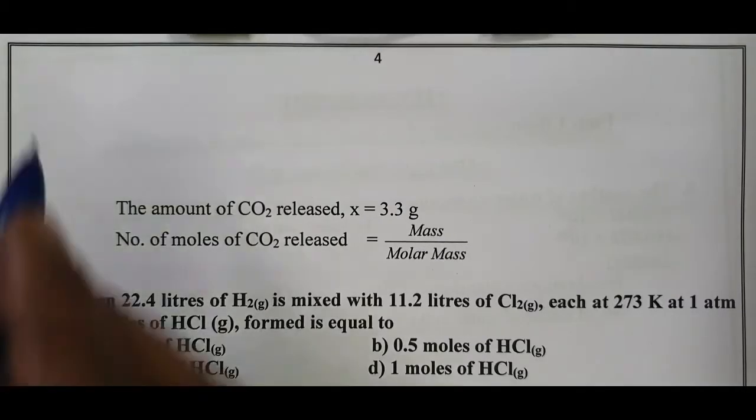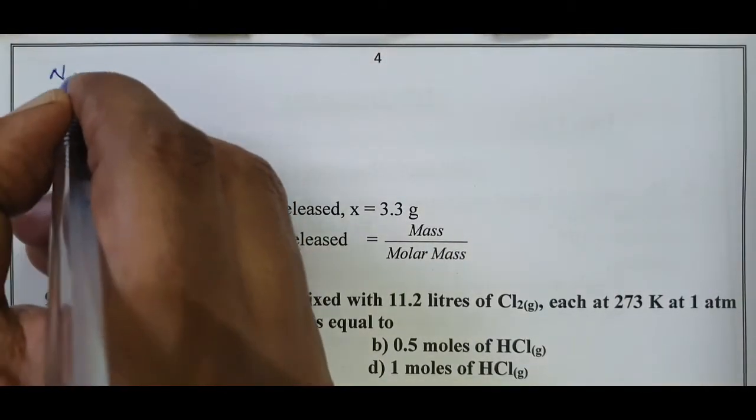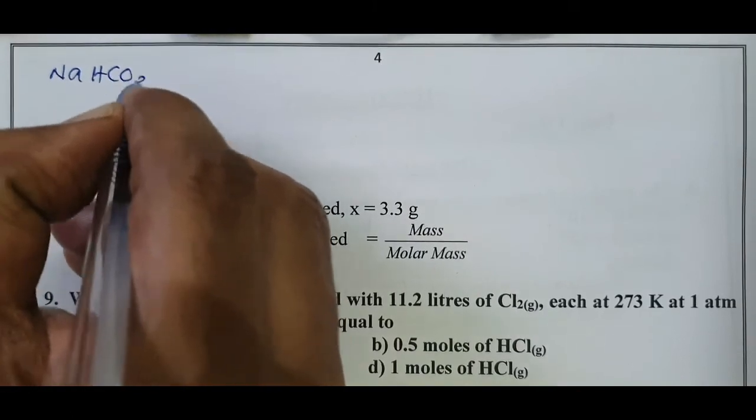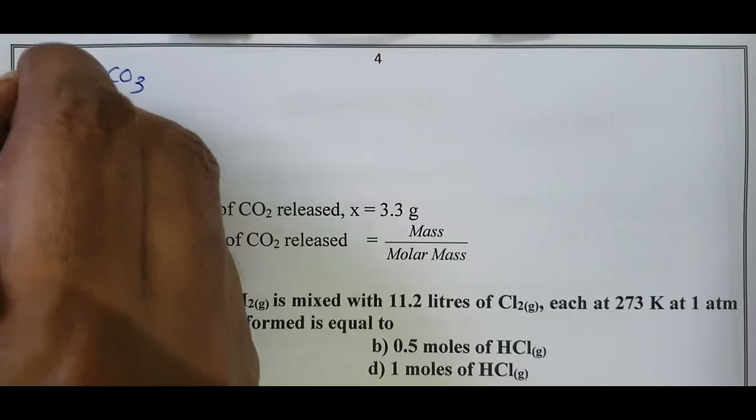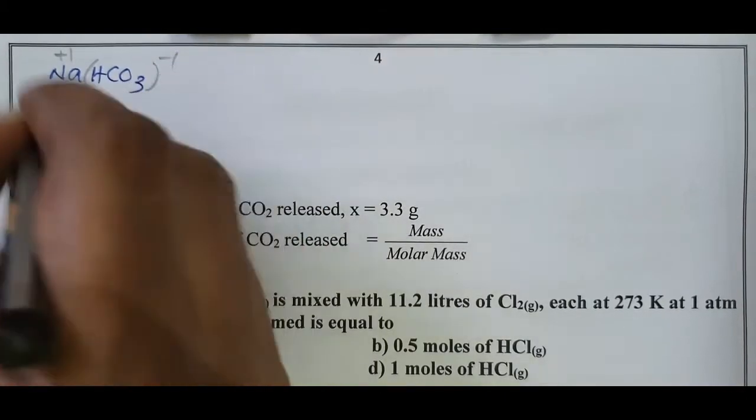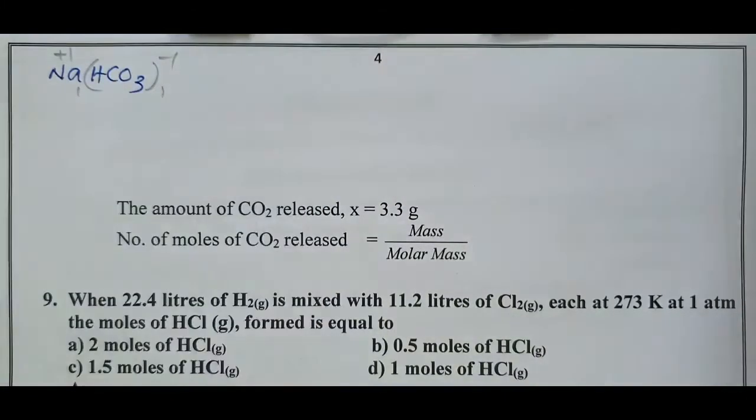First, now write the equation. Sodium bicarbonate, NaHCO3. Sodium is an alkali metal, oxidation state +1, bicarbonate -1. When you write in class, that one is here, this one is there.